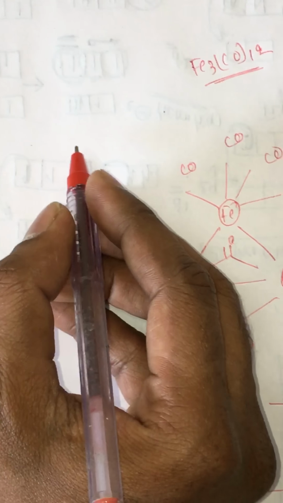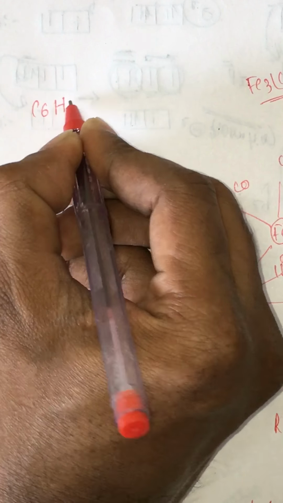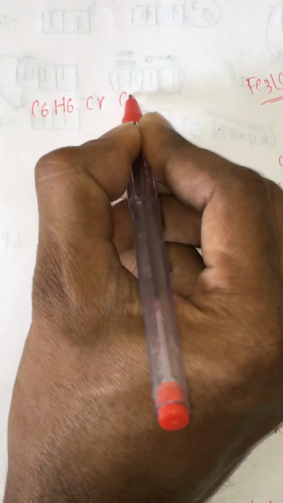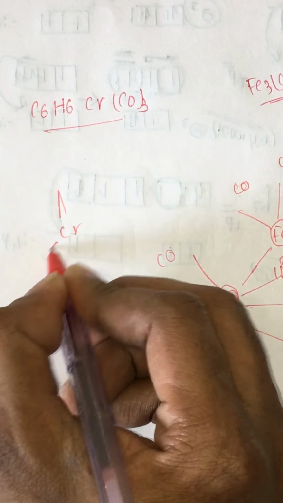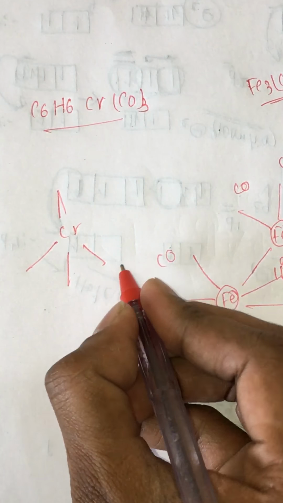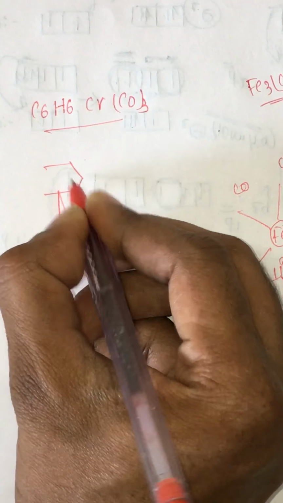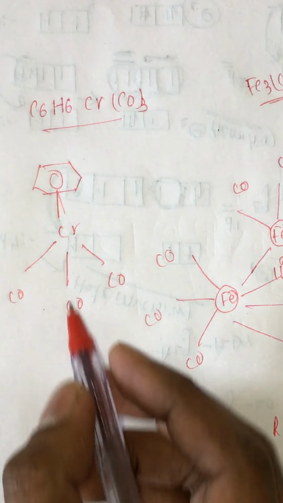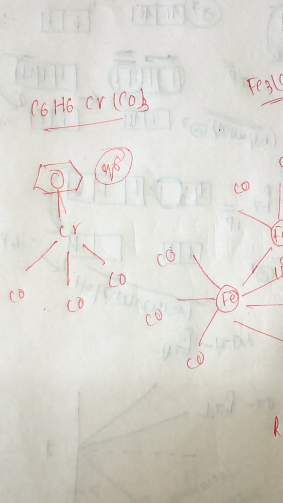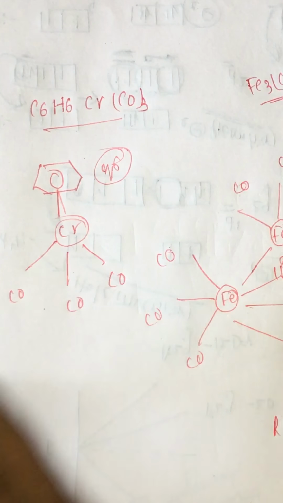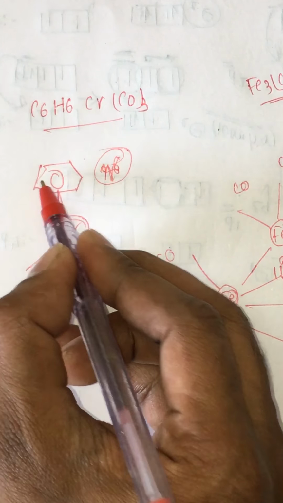And next we have (C6H6)Cr(CO)3. So this structure looks like this: CO, and here benzene. Okay, so first we have to see whether it is η6 or something else. If we calculate it for this complex, it should be η6. That means chromium is attached to all the carbons.